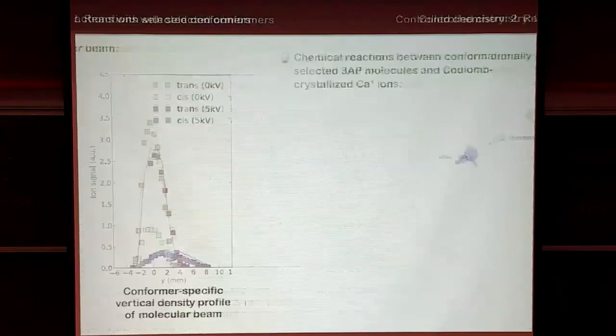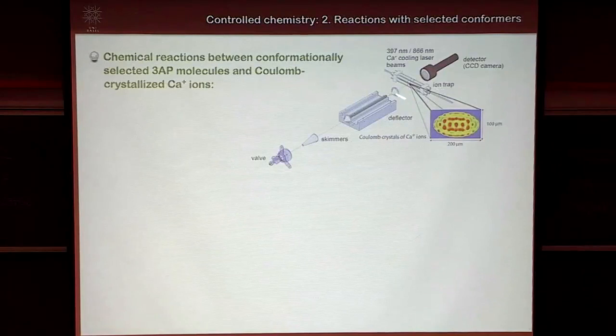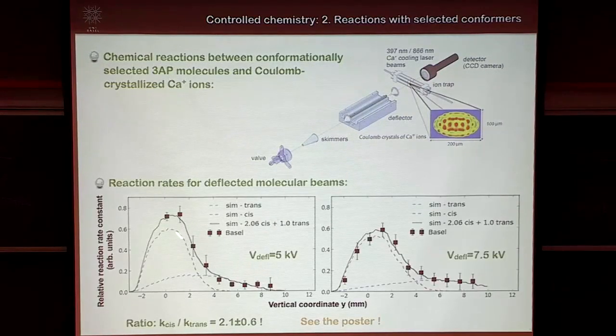And what we then did in our experiments is we just put an ion trap with a Coulomb crystal at the other end, and then pointed the molecular beam containing the right conformation at the Coulomb crystal and looked at what was going on. And we can then see this kind of reaction profile, so this is a reaction rate constant as a function of the deflection coordinate. We have here the region where mostly the trans conformer reacts, here mostly the cis conformer reacts.